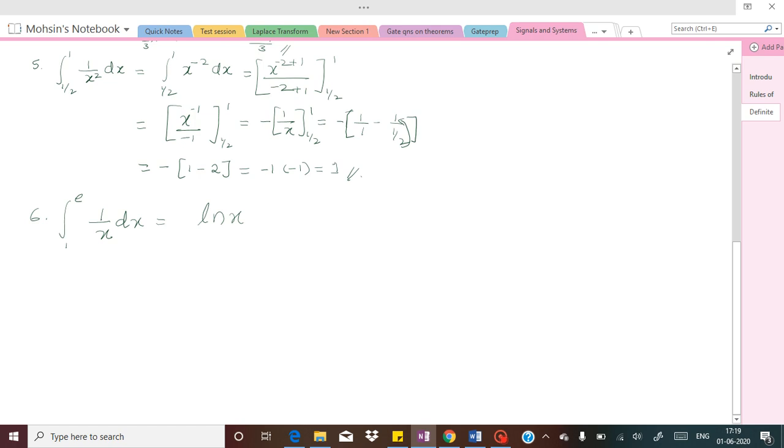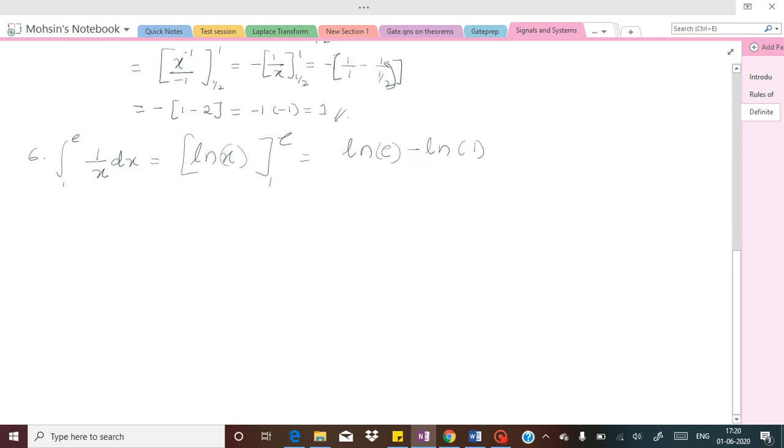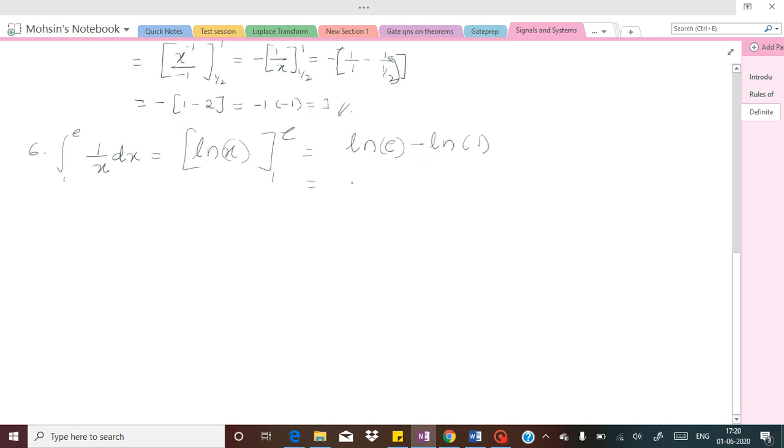Okay, so ln of x and the limits are 1 to e, so substituting the limits here, first limit is e, so ln of e minus second limit is 1, so ln of 1. So now we know that ln of e is equal to 1 and ln of 1 is equal to 0, therefore its final integration is equal to 1.